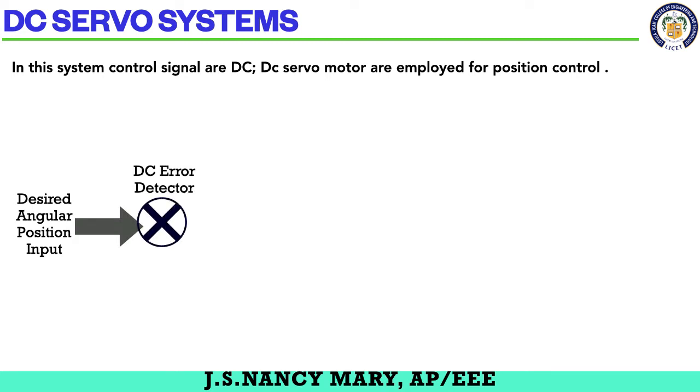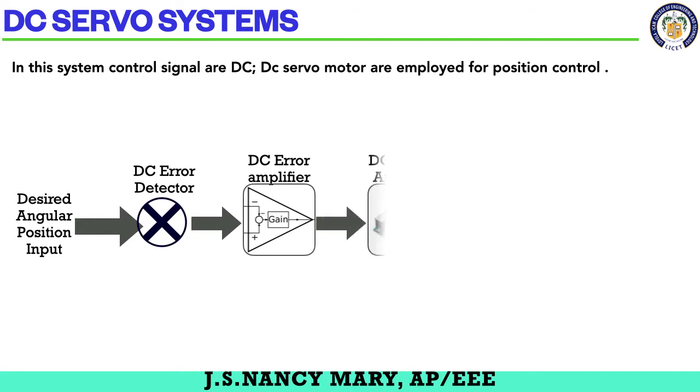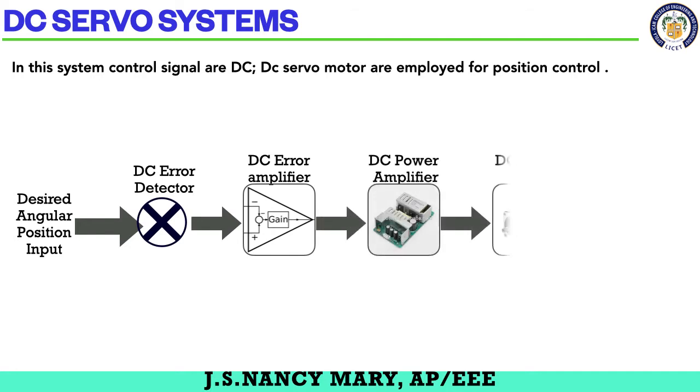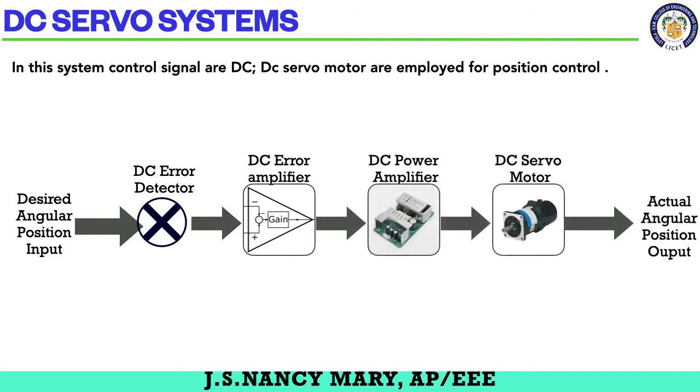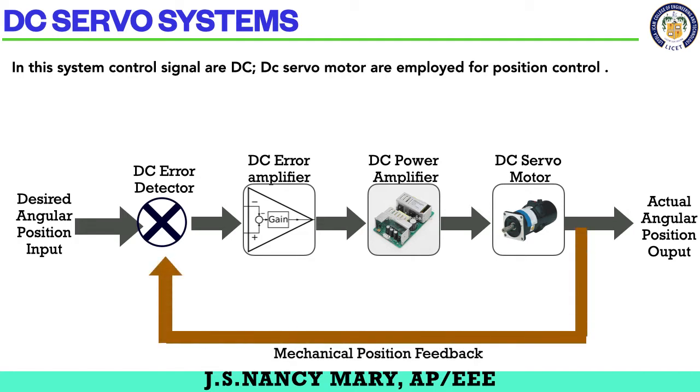There will be an error detector, then an amplifier, then a DC power amplifier, then the DC servo motor, then the output. From the output, we give feedback to the error detector such that it will detect the error and accordingly give the input to the DC servo motor.